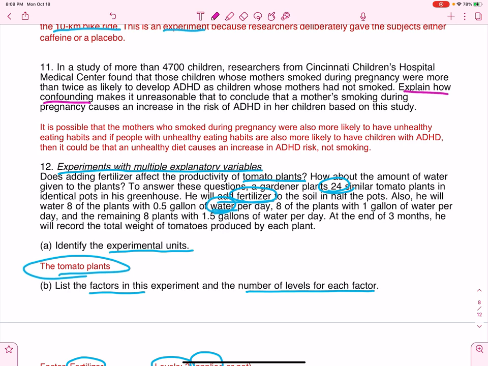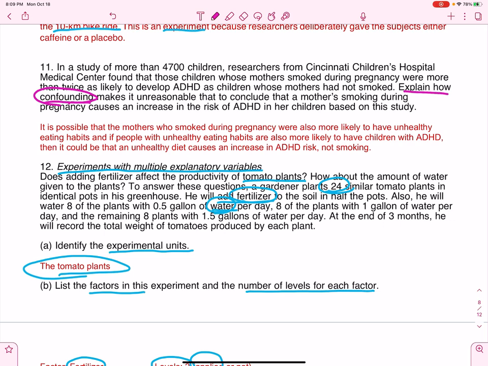When we're asked to explain how confounding makes it unreasonable, it's just like the ice cream sales and deaths by drowning. They do have a positive correlation. As one goes up, the other one goes up. But it's silly to assume that if ice cream sales go up, we're automatically in graver danger of dying by drowning. So what is happening here, there's something confounding acting upon both of those things to make them increase.